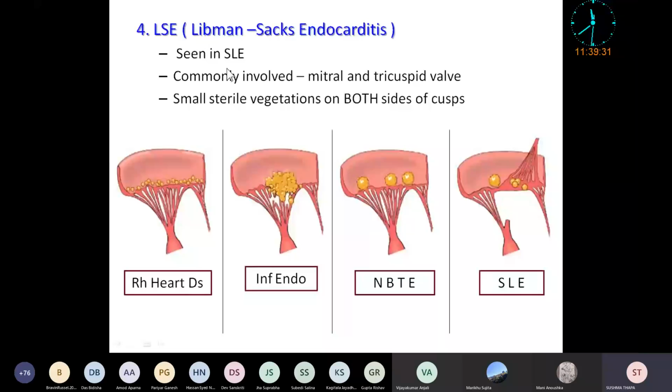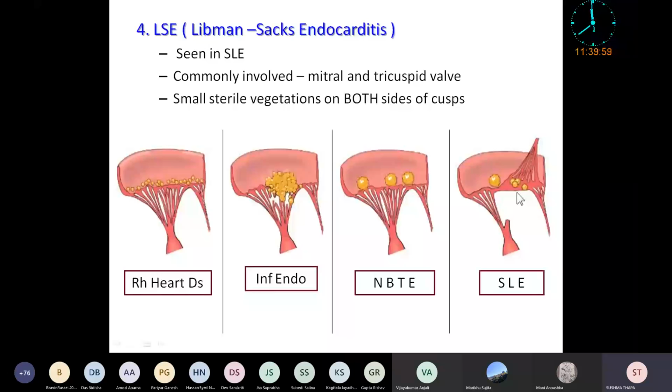Mostly it involves the mitral and tricuspid valve, and here the vegetations are small and they are present on both sides of the cusps. One of the important features in Libman-Sacks endocarditis is that the vegetations are sterile, meaning there is no organism. They are small and they are present on both sides of the cusps. So you can see this picture.